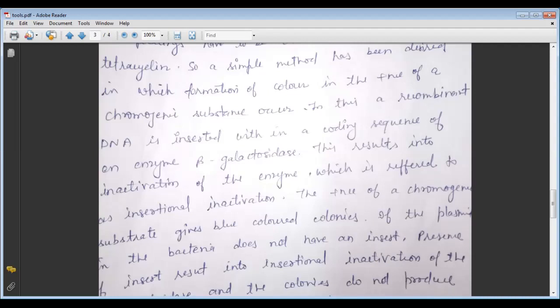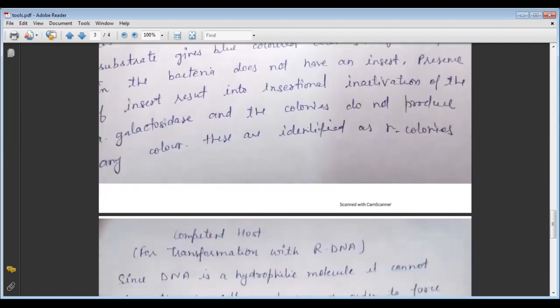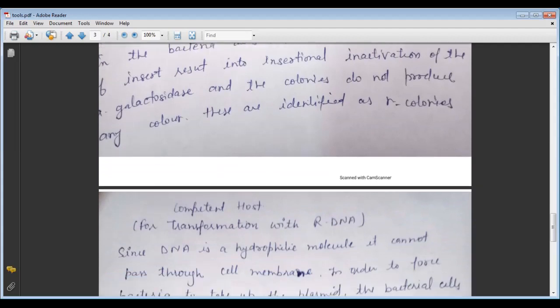If the plasmid in the bacteria does not have an insert, the colonies are blue. The presence of an insert results in insertional inactivation of the galactosidase, and the colonies do not produce any color. These are identified as the recombinant colonies. Okay, so these are identified as the recombinant colonies here.